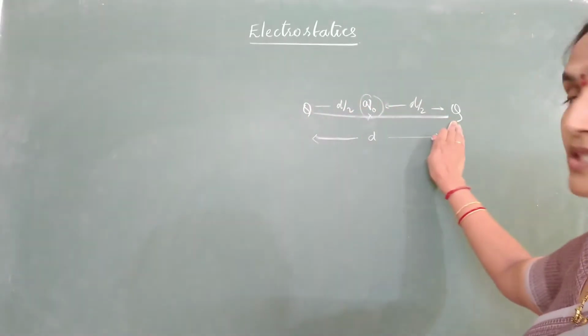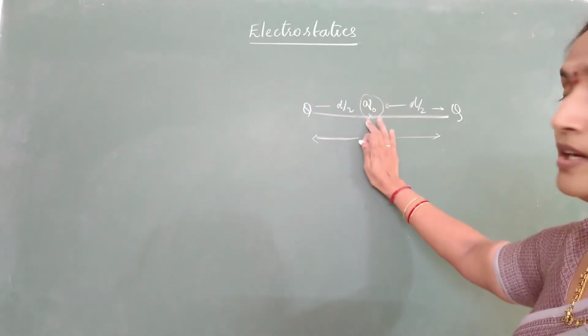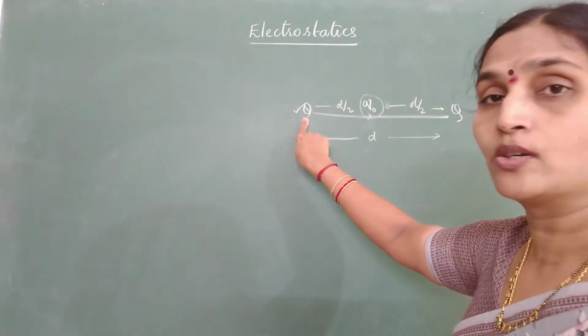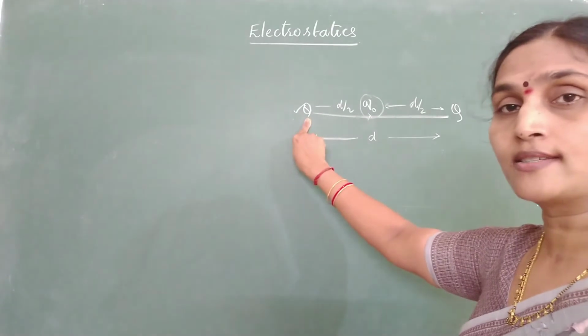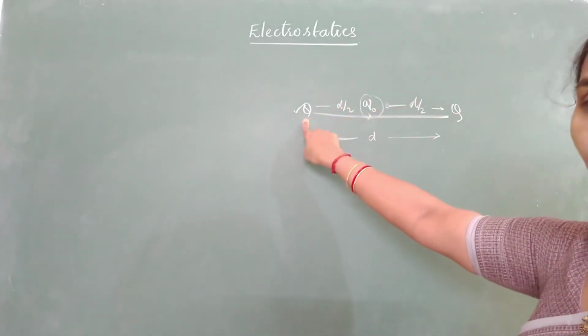Because Q and Q are of the same magnitude and they are like charges, what should be the magnitude of Q naught? To get the magnitude of Q naught, I will take the net force on capital Q to be 0. How many forces is capital Q experiencing? One due to Q naught, another due to capital Q.